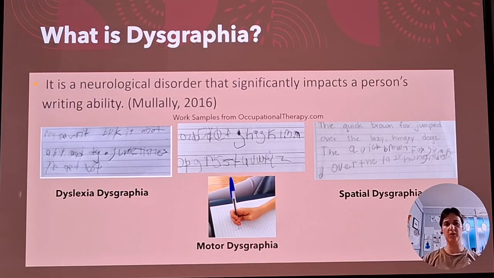Dysgraphia is a neurological disorder that impacts a person's ability to write. There are 5 different types of dysgraphia: dyslexic dysgraphia, motor dysgraphia, spatial dysgraphia, phonological dysgraphia, and lexical dysgraphia. I've included pictures of the first 3 so that you can better understand what they look like and how each type can impact a student differently.